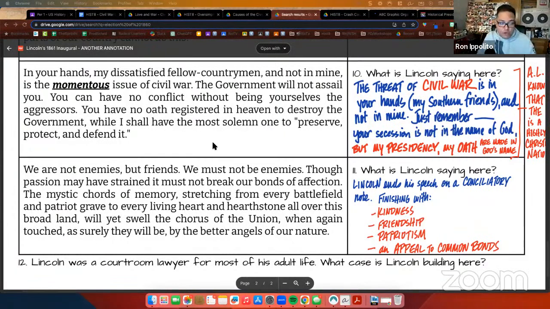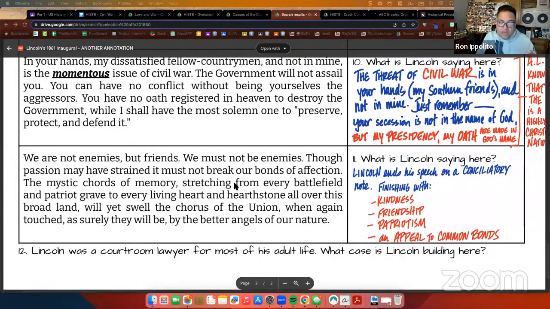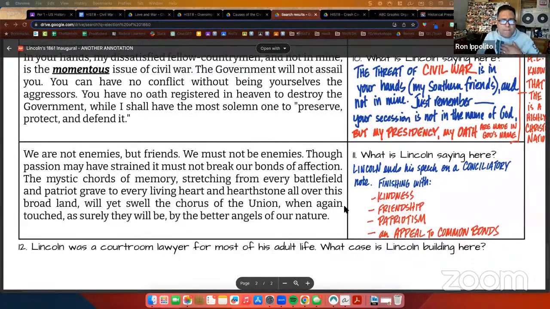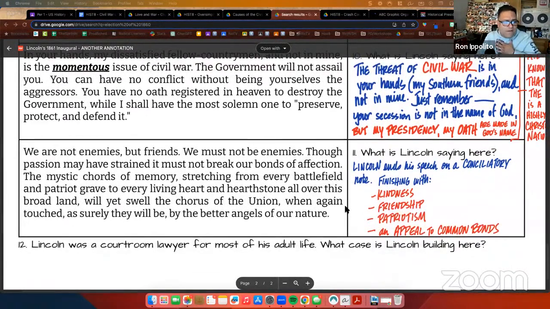And then finally, he ends with kindness and sweetness and love. We are not enemies, but friends. We must not be enemies. Though passion may have strained, it must not break our bonds of affection. The mystic cords of memory stretching from every battlefield and patriot grave. He's talking about the Revolution and the War of 1812 and the Mexican War and these wars where we fought together side by side, North and South. We are all in this together.